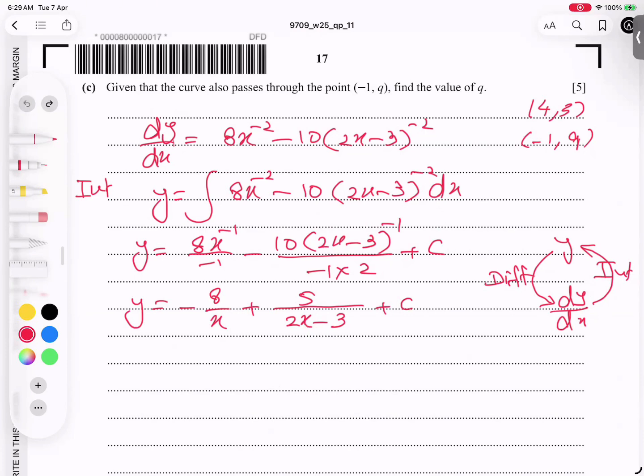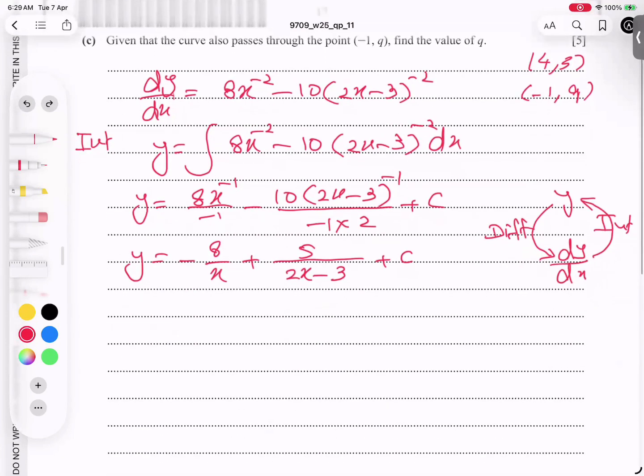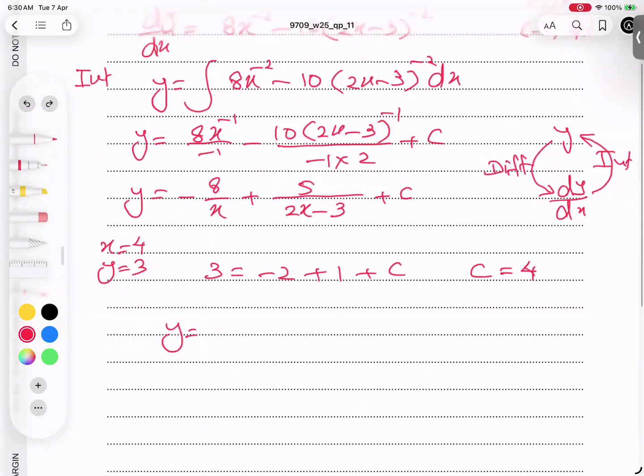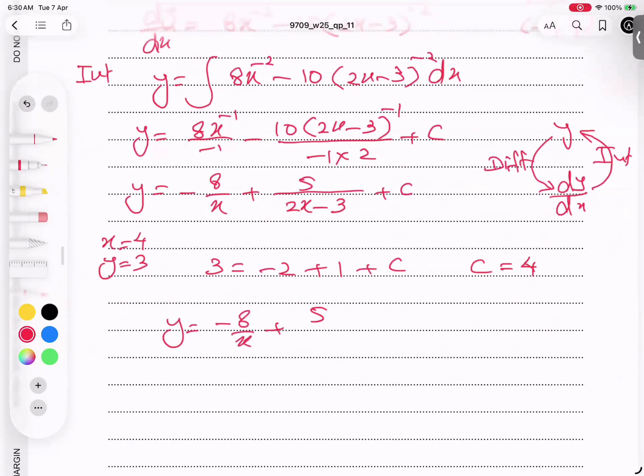And now, students, we are going to plug in the data. So first of all, plug in x equals 4 and y equals 3. So 3 equals negative 2, and 4 twos are 8, out of 8, 3 gone, 5, 1. So the c value turns out to be 4. And put back in the equation: we are getting negative 8 over x plus 5 over (2x minus 3), and plus 4.